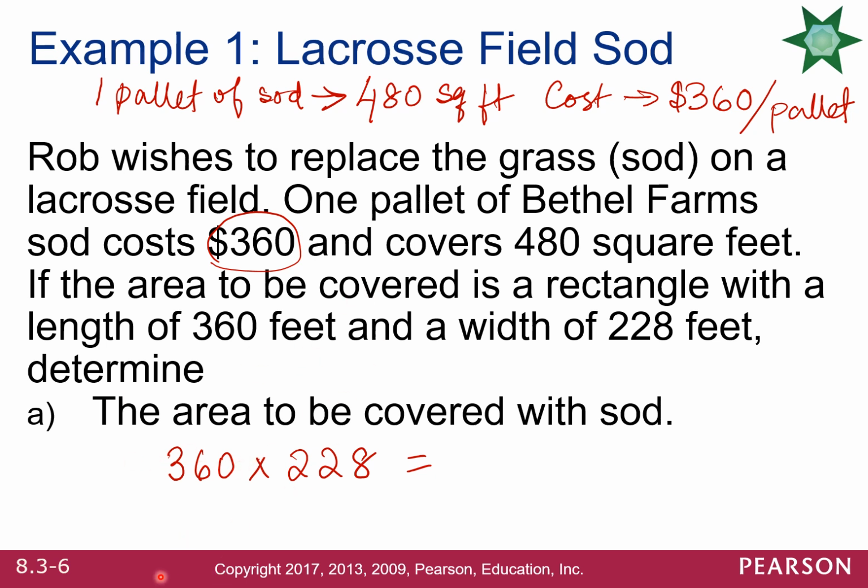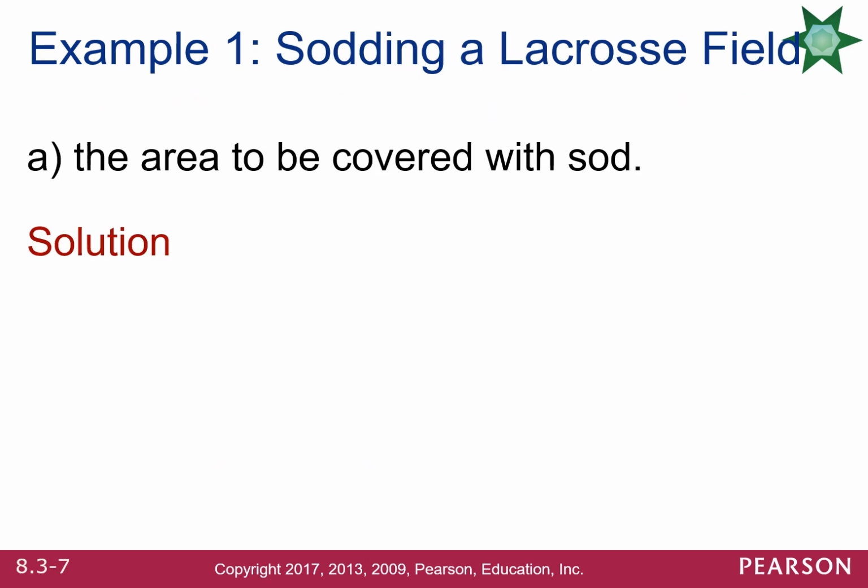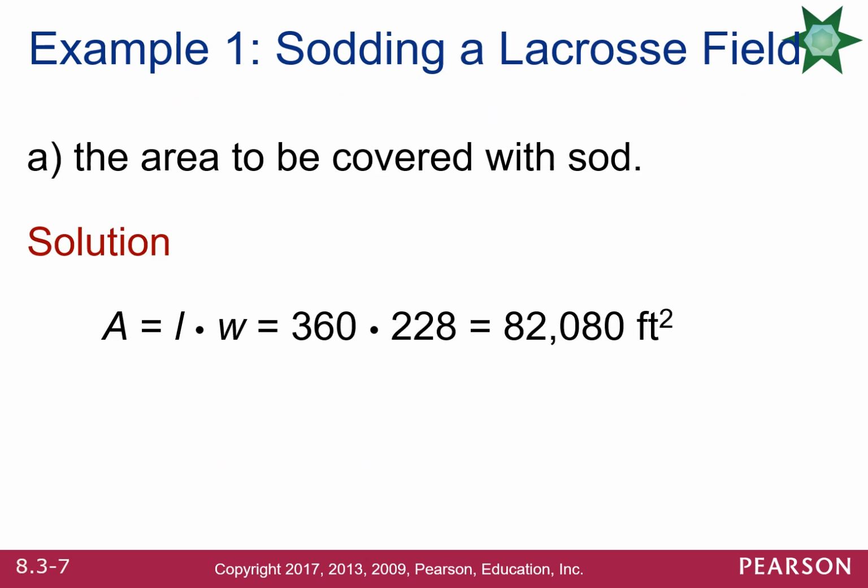So let's see what the other slide comes up with. What we see here is that it was a rectangular area that we needed to find, correct? And the formula to find the area of a rectangle is length multiplied by width. So if the length was 360 and the width was 228, when you multiply it, you get 82,080 square feet.